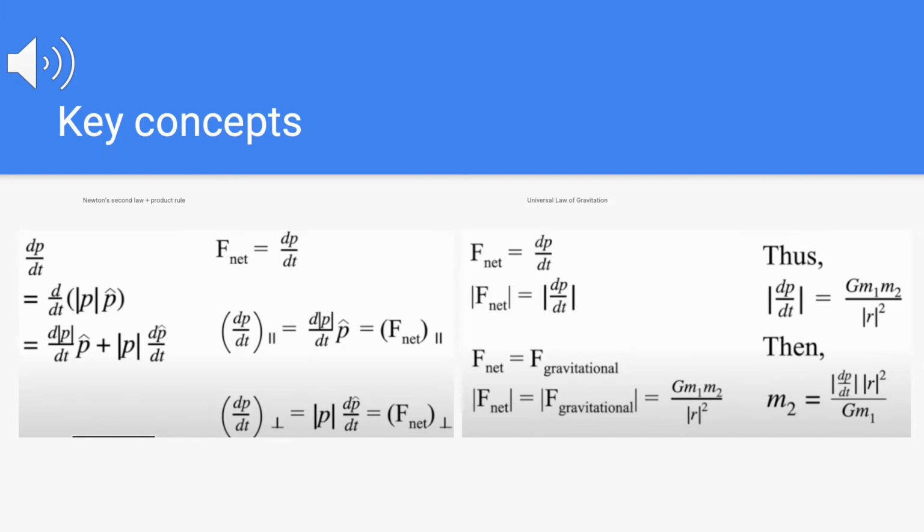Since F net is equal to dp/dt, the magnitude of F net is equal to the magnitude of dp/dt. In part 1 of the lab, it is assumed that the only force acting on the star is the gravitational force exerted by the black hole. Hence, we can equate F net to F gravitational. We can also assume that the magnitude of F net is equal to the magnitude of the gravitational force, yielding the equation on the right. The magnitude of dp/dt is equal to the magnitude of the gravitational force. We can then rearrange this equation to find the mass of the black hole.